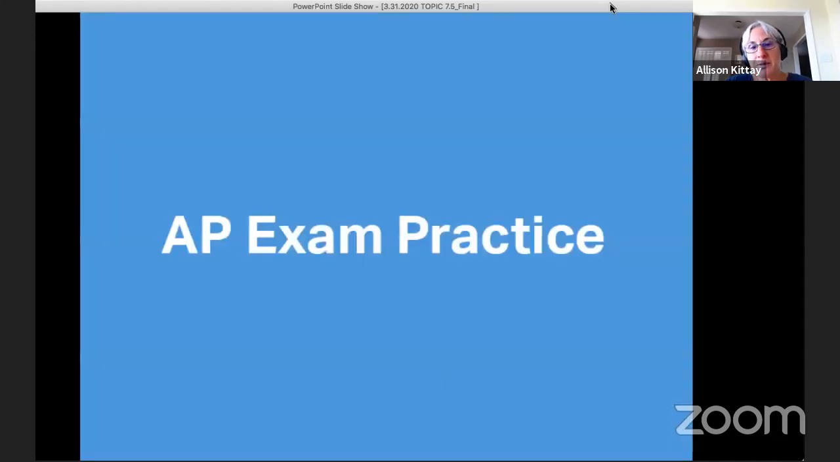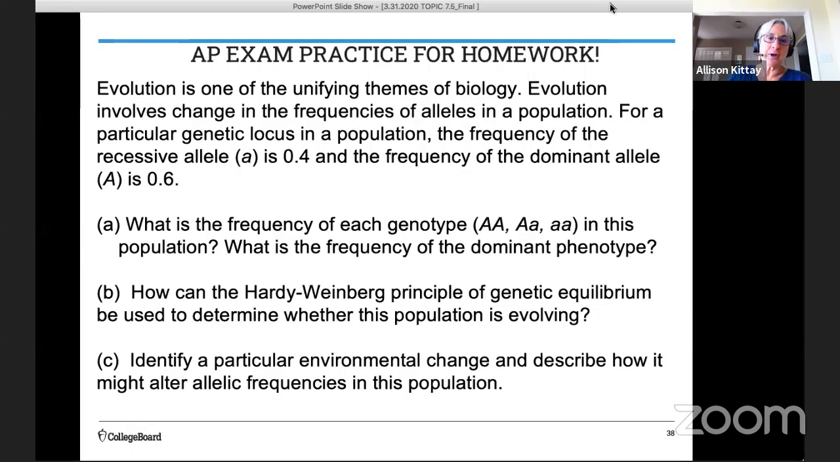Okay, so let's give you some AP exam practice. This is your homework for tonight, and Ms. Pfizer will go over this with you as your warm-up tomorrow. So this is from a FRQ from a previous exam, and it reads, evolution is one of the unifying themes of biology. Evolution involves change in the frequencies of alleles in a population. For a particular genetic locus in a population, the frequency of the recessive allele, little a, is 0.4, and the frequency of the dominant allele is 0.6.